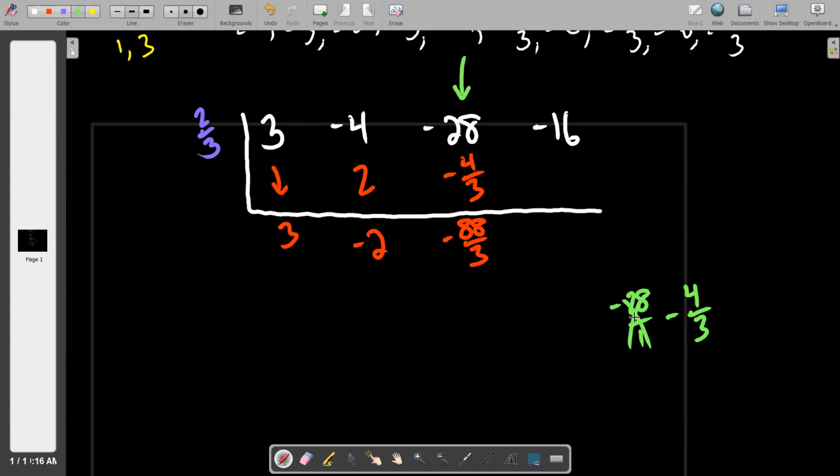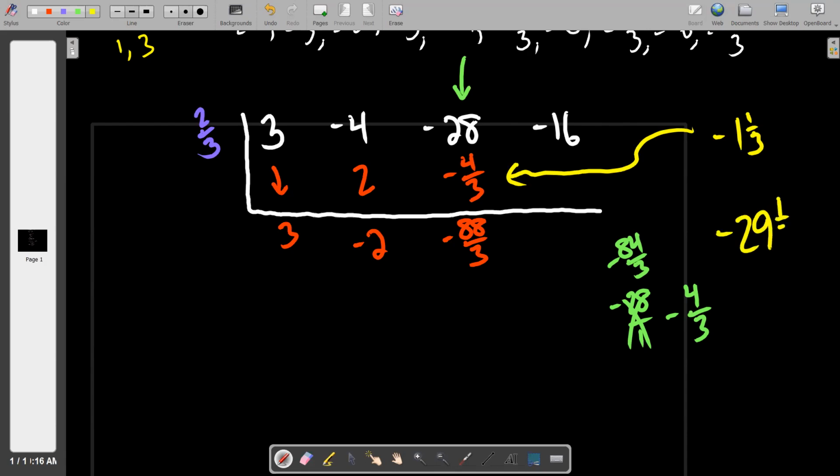So what that really is negative. So I think I might have messed up my math here. Did I mess up my math? 3, 4? I don't think so. That would be negative 84 thirds, right? And then add those together. That's okay. Another way to do it, if you were listening to me as I thought out loud, is I thought of this right here as minus 1 and 1/3. And then I added negative 28 to negative 1 and 1/3, which is negative 29 and 1/3. And then I just converted it back to an improper. You kind of have to pick and choose.